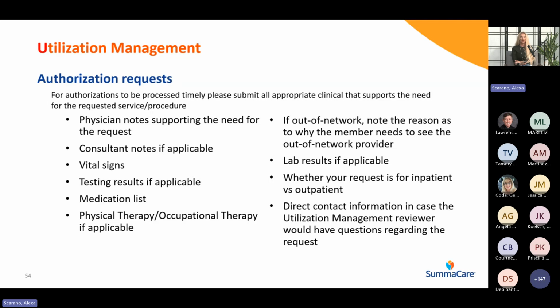Lab results, and another two big things that we see missing is whether your request is for inpatient or outpatient. We do see on some of the prior auth forms that both are checked. And when both are checked, we do have to reach out to you as the provider to determine which status you are actually looking for the patient. The other piece of information that tends to be missing is the direct contact information. If we have someone that we can directly reach out to either request additional clinical, or if we have questions for you as the provider, this will help us save time if we're able to speak to someone directly. And that way, again, we can process the determination in a quicker, faster method.